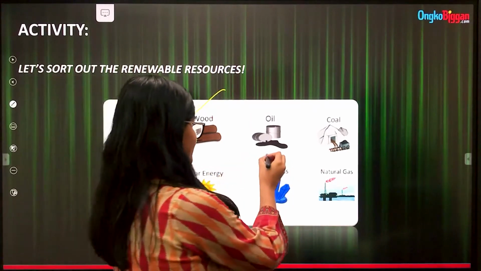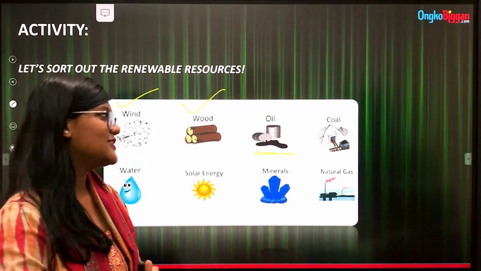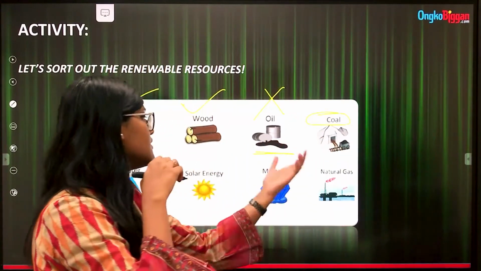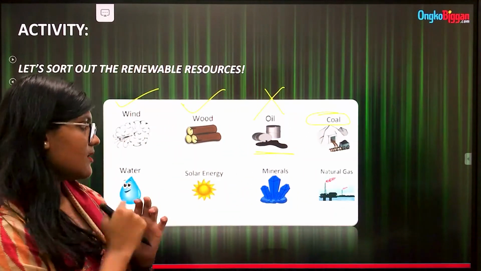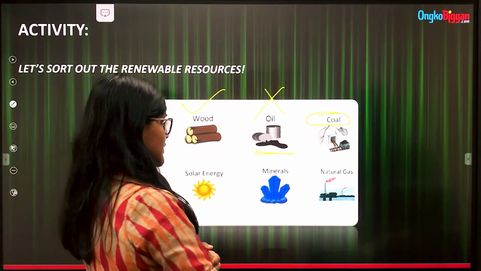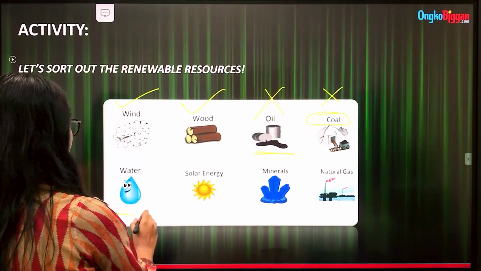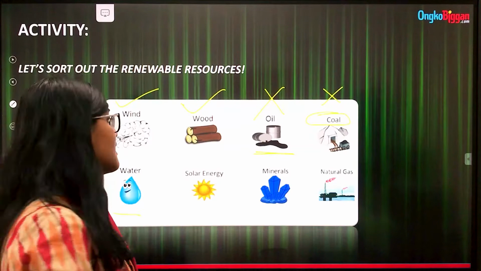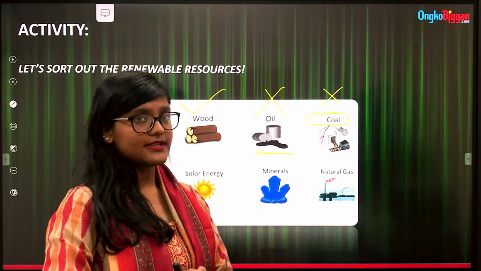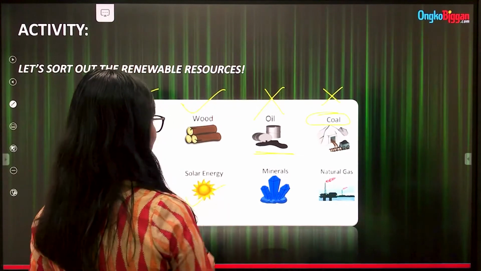Then we have oil. Oil can't be produced immediately after its consumption, so it's a non-renewable resource. Then we have coal. We get coal, minerals, and natural gas from underground. These can't be produced immediately after use, so they're not renewable resources. Then water. We can get unlimited water from water bodies, so water is a renewable resource. Then solar energy, which is obtained from the sun, so it's also a renewable source.